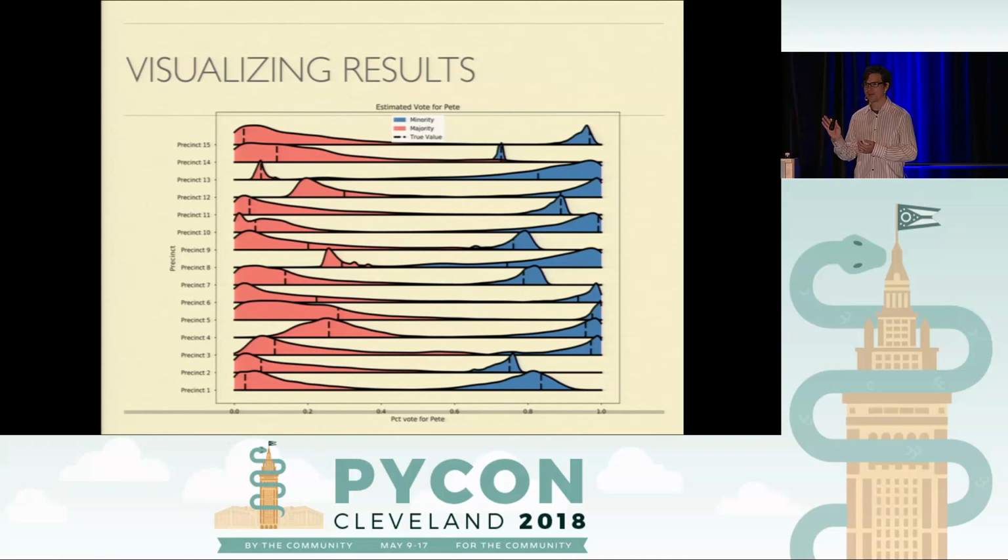And what I want you to take away from this slide is that when we go forward and see the North Carolina results, we think this is a reasonable model. Sometimes we're pretty uncertain about things. You know, in precinct 6, we're pretty uncertain about where the true vote might have been, but at least it's directionally correct.